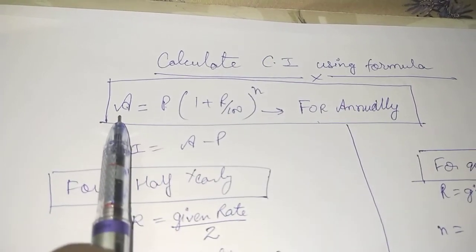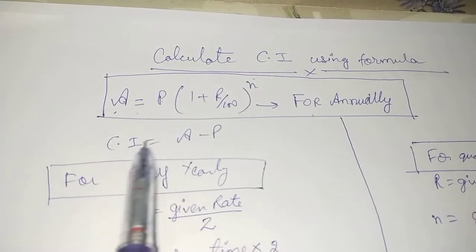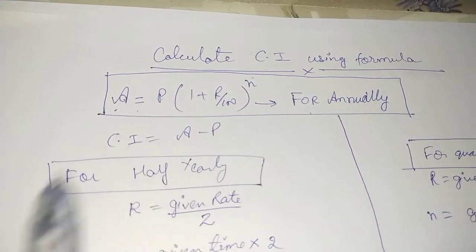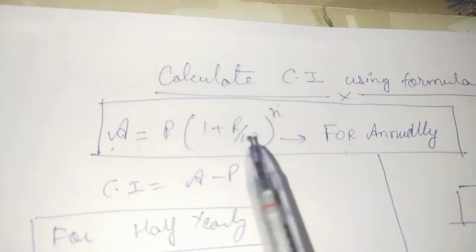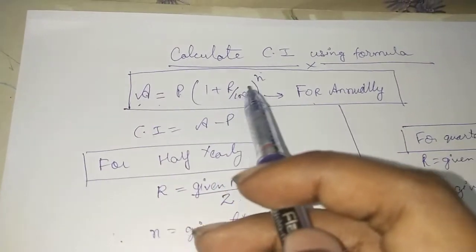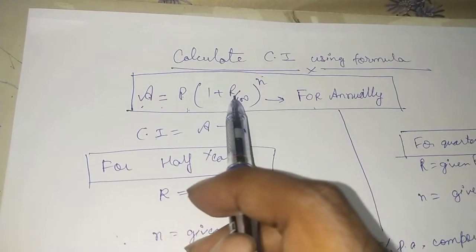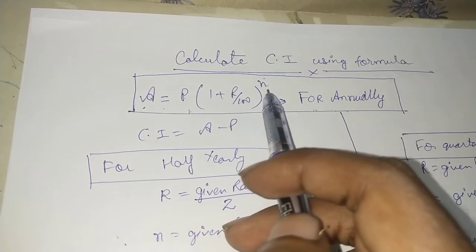Now you may think, sir, this is the formula for the amount and you are telling us about the CI. CI, we know, can simply be calculated by amount minus the principal. We'll get to know the total CI that has been generated. Now over here, what are the parameters? The parameters are P, R and N, where P is the principal, R is the rate of interest per annum for the annual case, and N is the time in years.